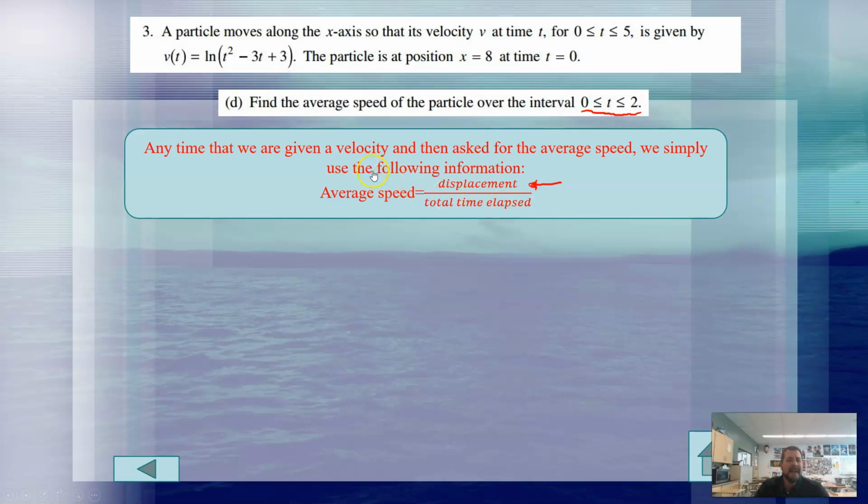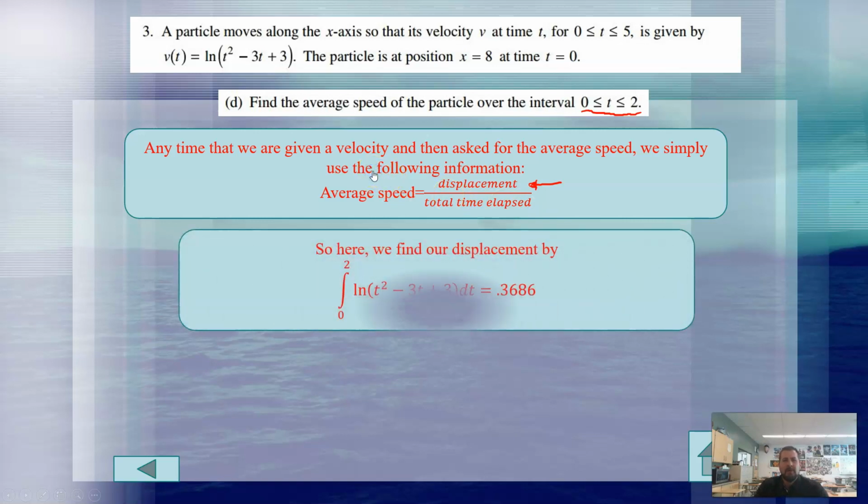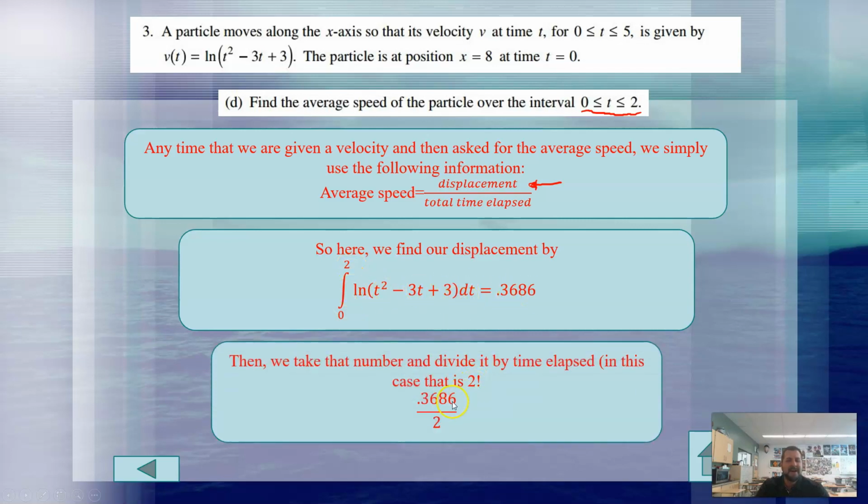What I need to find now is my displacement. Well, we talked about that earlier. That's just the integral from 0 to 2 of my velocity function. If I divide that by 2, then I get my answer, and that will tell me what the average speed is.